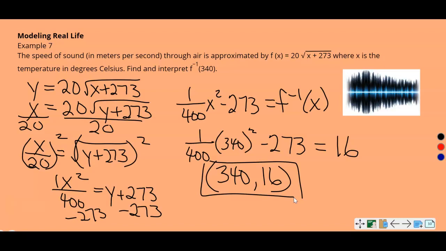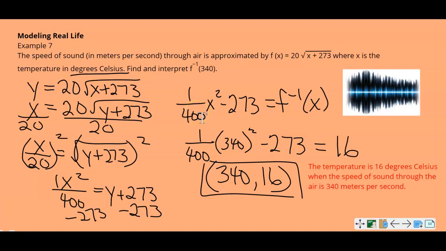So what does this represent? We're talking about the speed of sound in meters per second through the air, where x is the temperature in degrees Celsius. We're looking at the inverse, so this is going to represent that the temperature is 16 degrees Celsius when the speed of sound through the air is 340 meters per second.